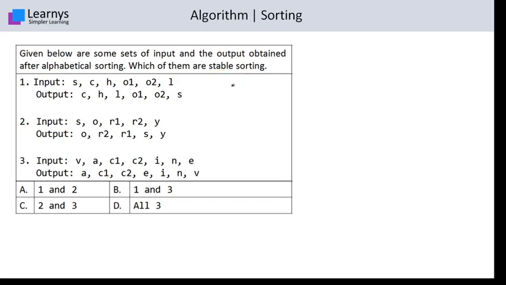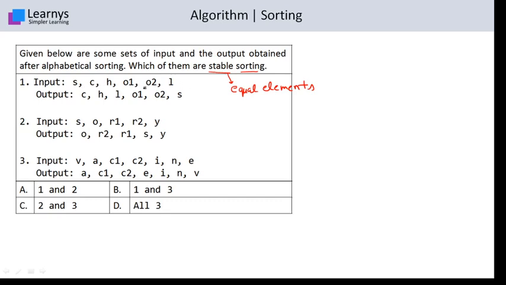So let's discuss the question. First of all, you should know what stable sorting is. In the case of stable sorting, the order of equal elements is preserved. You only have to check the equal elements. If the order of equal elements is preserved, then we can say the sorting is stable, otherwise it is not stable. So you can see here the first input.